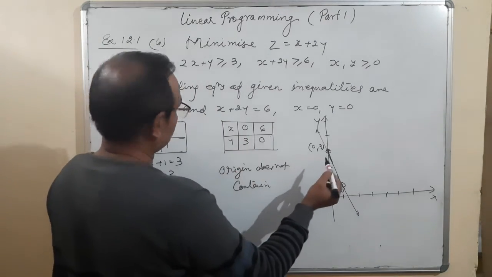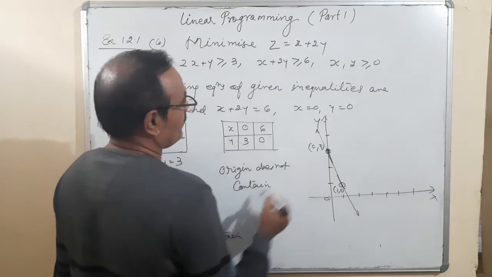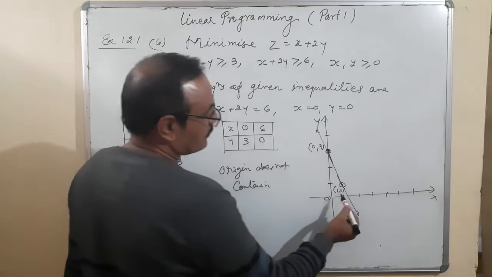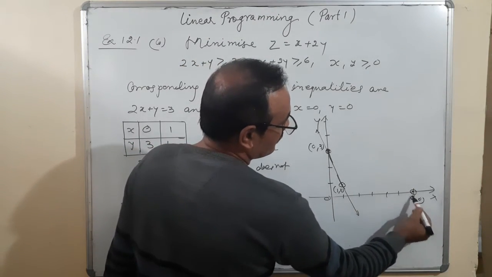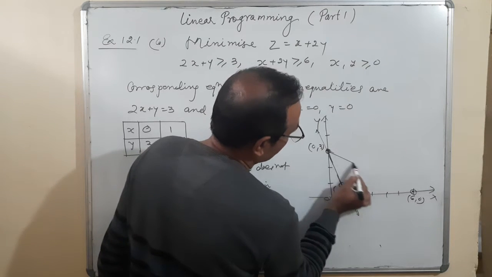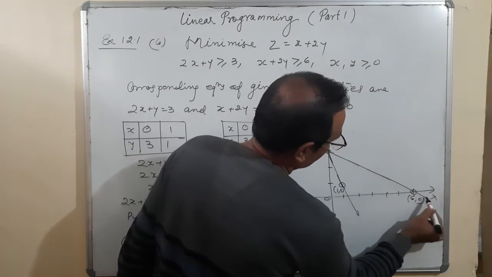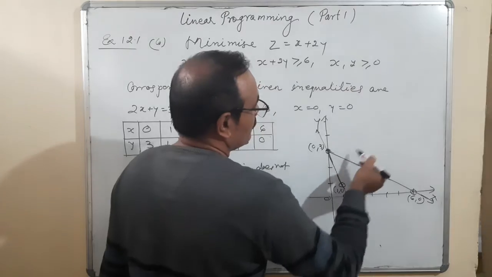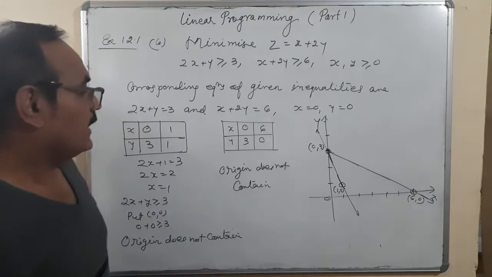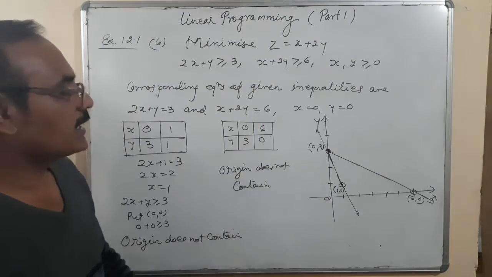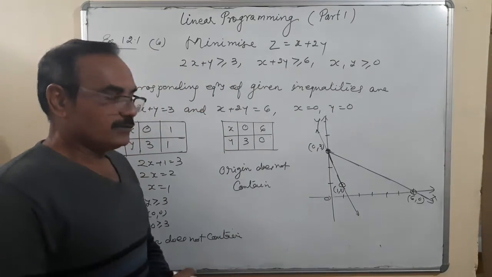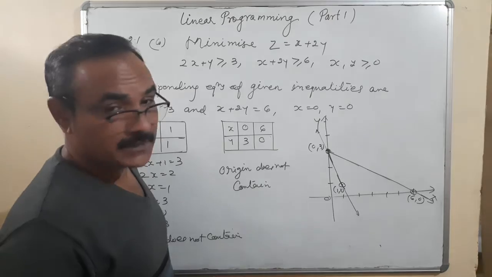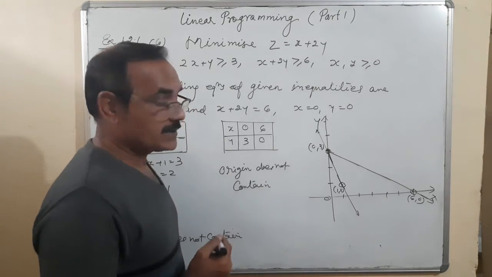0, 3, same thing. And 6, 0. 1, 2, 3, 4, 5, 6. Okay, it is also away from it. X is greater or equal to 0, y is greater or equal to 0. That means on the right and to the up. So what does it mean? The feasible region is, what is the feasible region?